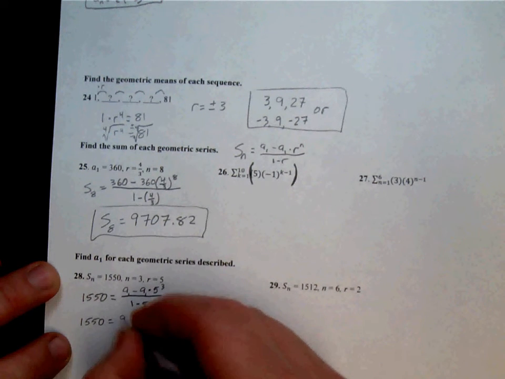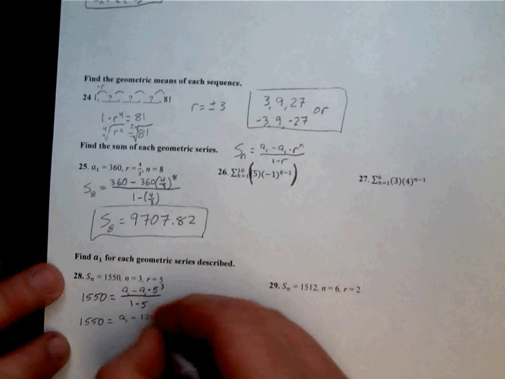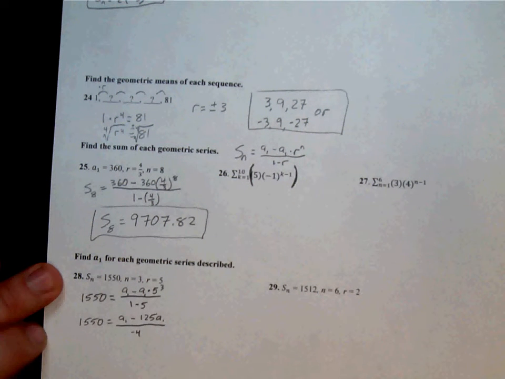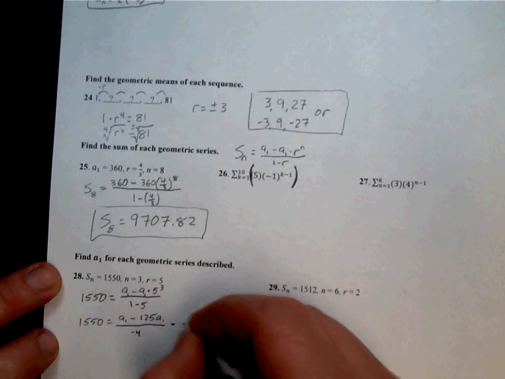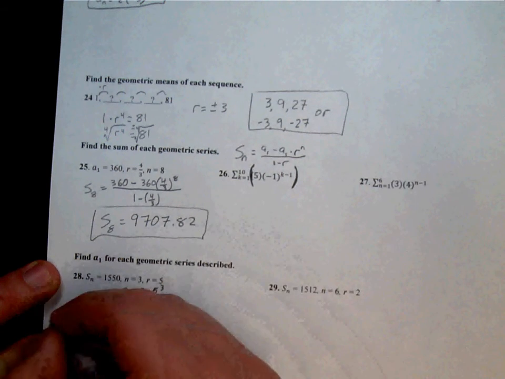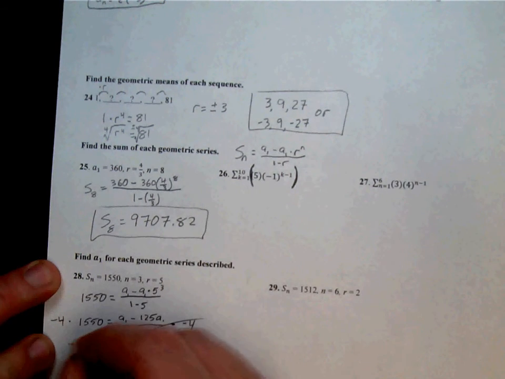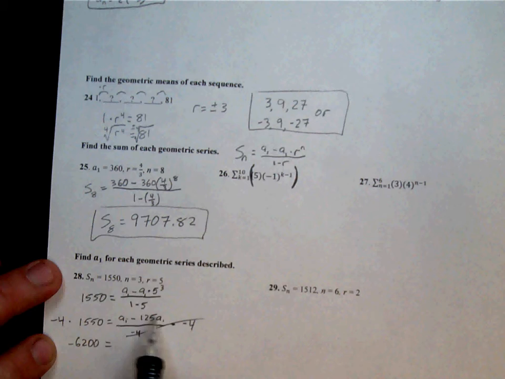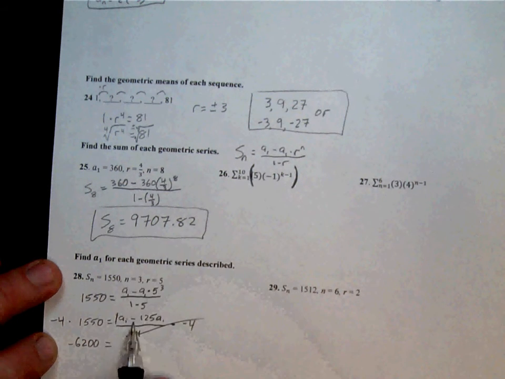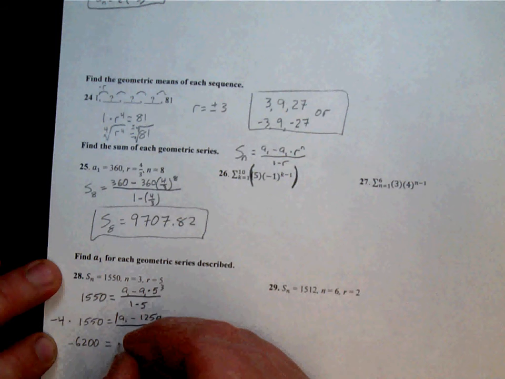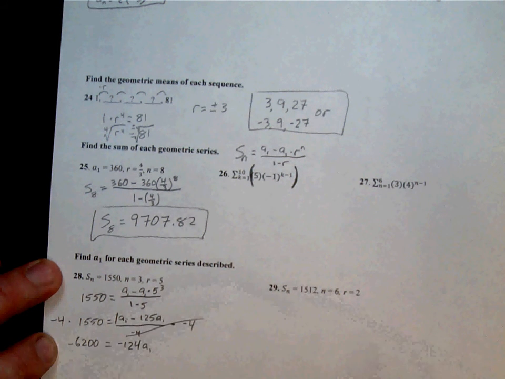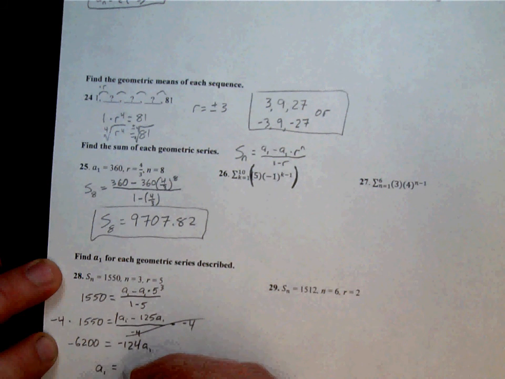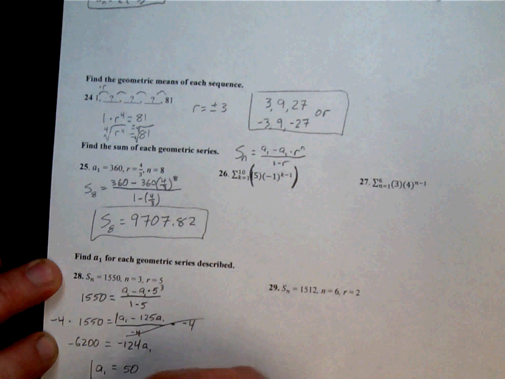Okay, so I have a sub 1 minus 125 a sub 1 over negative 4. I could get rid of this fraction by multiplying by the denominator. So multiply both sides by negative 4. So we get negative 6,200 is equal to, and now look at this numerator. Those are like terms. That's like a 1 a sub 1 minus 125 a sub 1. So 1 minus 125 is negative 124 a sub 1. Divide by your negative 124, and I see that I get positive 50. That's what they're asking, a sub 1, so I'm finished now.